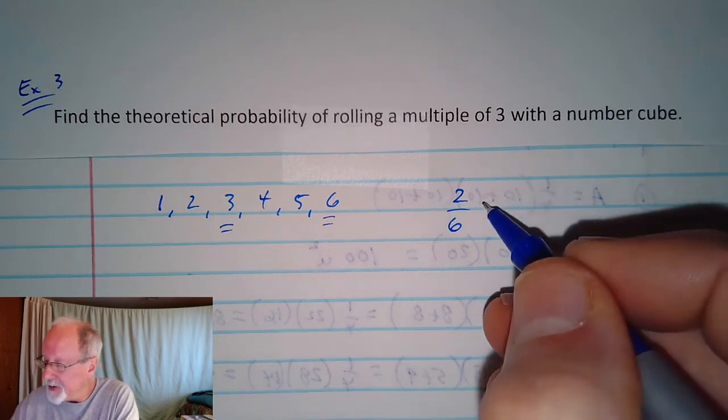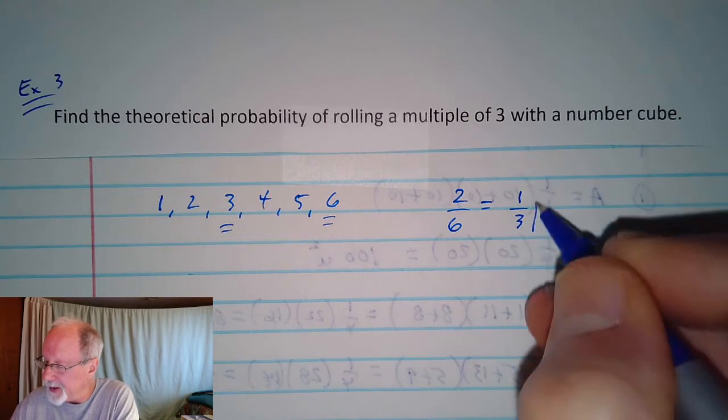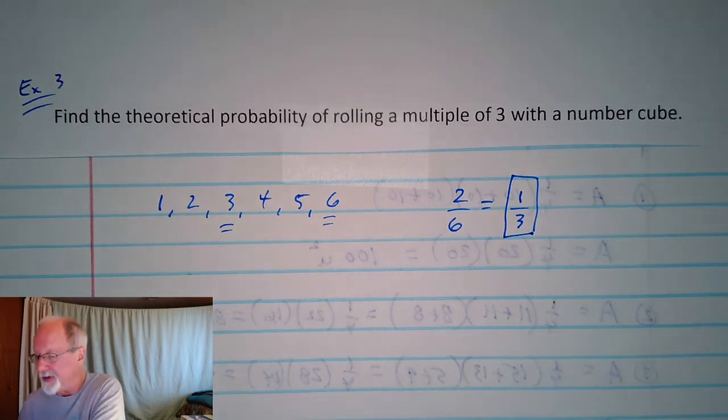However, anytime you can reduce a fraction, for me, I expect it to be reduced. So we would say final answer would be 1 out of 3. And that makes sense because there's only 2 choices out of the 6. So that's an example of theoretical probability.